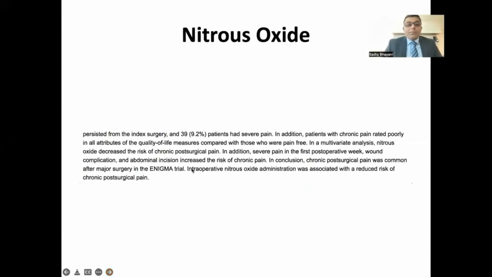Chronic post-surgical pain was common after major surgery in the ENIGMA trial. Intraoperative nitrous oxide administration was associated with reduced risk of chronic post-surgical pain. So, if you think it's appropriate and there are no risk factors for using nitrous oxide in a patient, then I would urge you to consider its use.